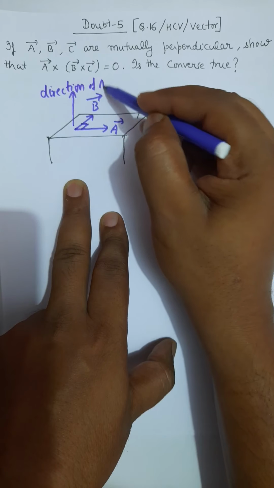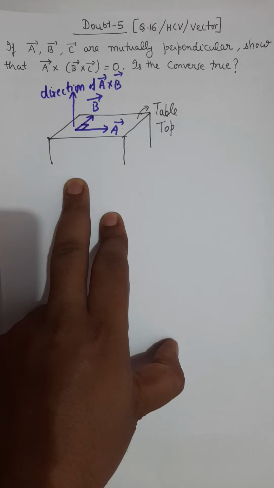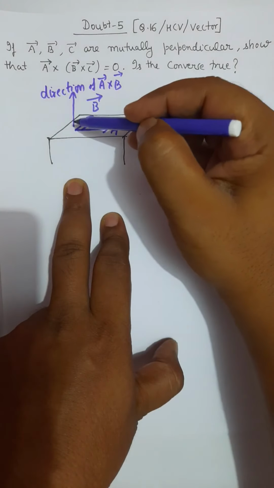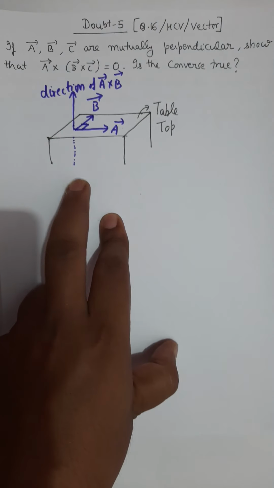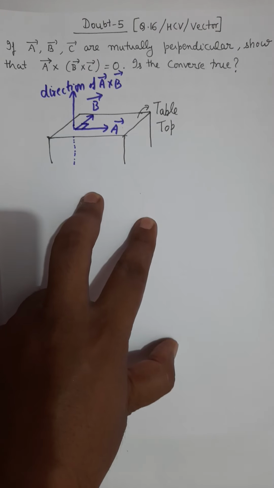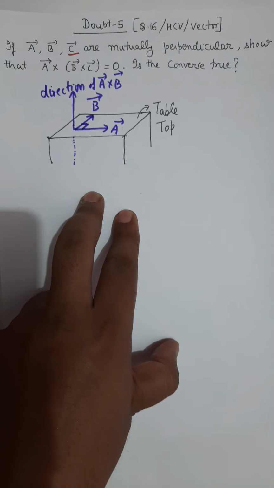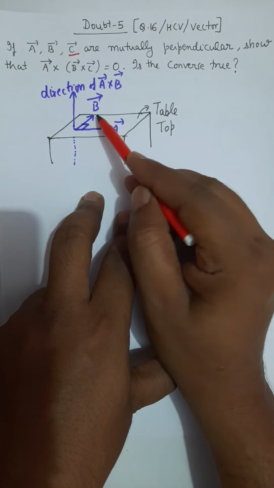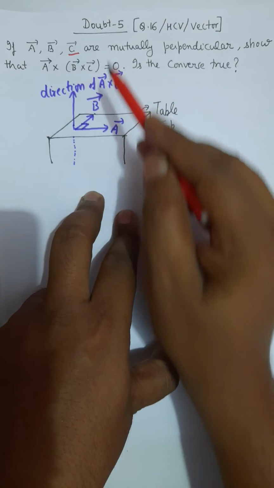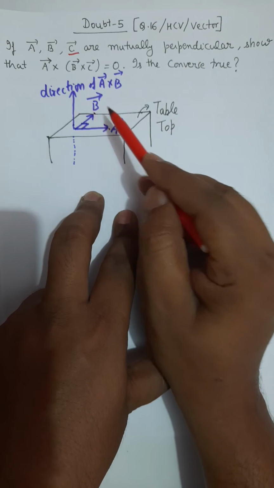Now this will be the direction of A vector cross B vector. That means the direction of A cross B is perpendicular to this table. This line is perpendicular to the top of the table. That is the direction of A cross B. As per the question, the third vector, which is C, is mutually perpendicular to A and B. So this is A, this is B. Now we have to find the third vector, vector C, which is at 90 degrees to vector A and 90 degrees to vector B also.